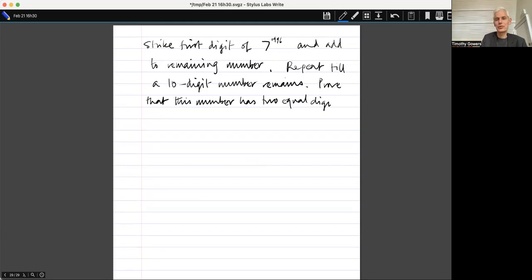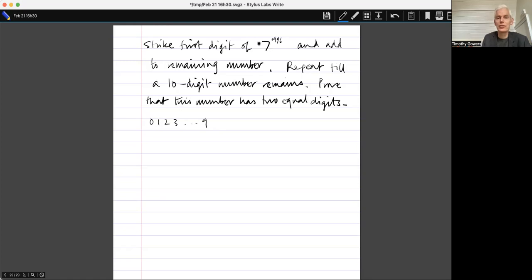So I would guess that this is a mod 3 or mod 9 question, because if the number does not have 2 equal digits, then the digits are in some order 0, 1, 2, 3 up to 9, and so we can see what the sum of the digits is mod 9. Whether mod 9 is necessary or whether mod 3 will be sufficient, I don't know. But let's just see.